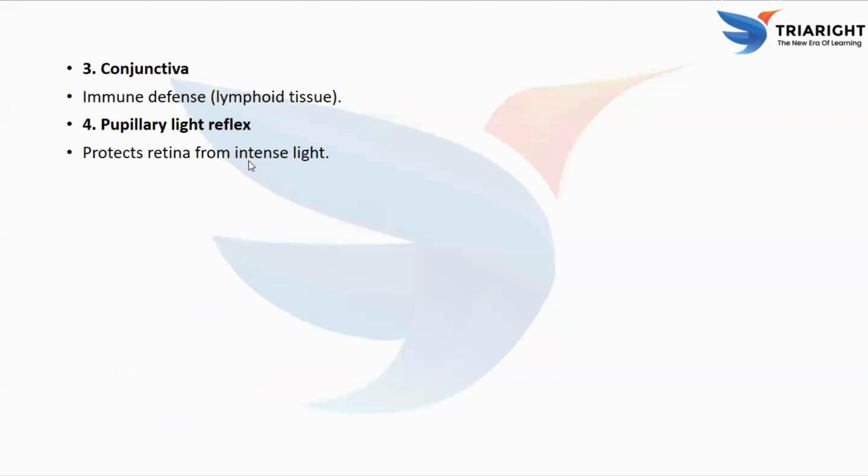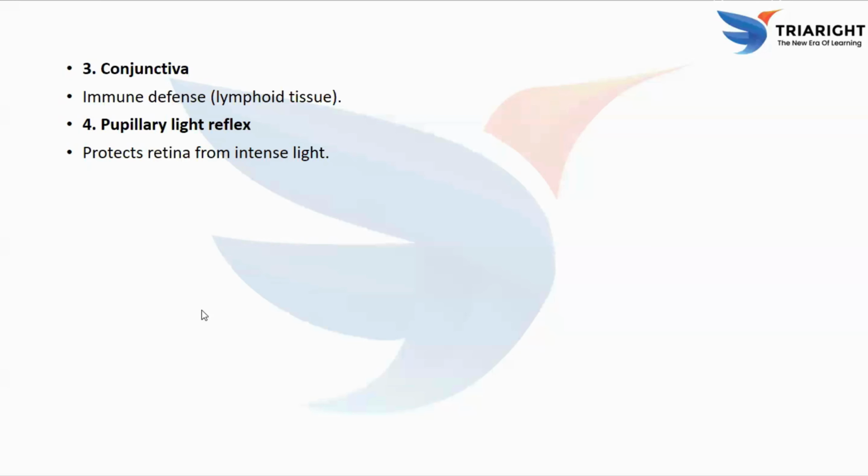And then the conjunctiva. The conjunctiva contains lymphoid tissue which provides immune protection. So this defends against microorganisms, dust and also allergens. It also helps in the production of mucus to keep the eye moist. So how does it protect the eye? It acts as the first line of defense. It produces the IgA antibody and also contains immune cells like lymphocytes and macrophages.